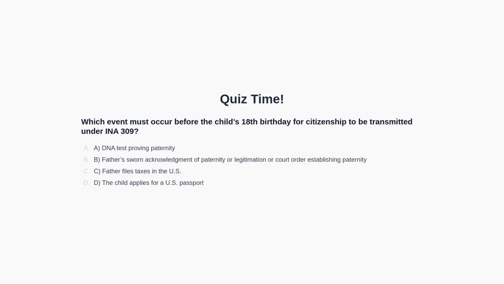Quiz time. Which event must occur before the child's 18th birthday for citizenship to be transmitted under INA 309? Option A, DNA test proving paternity. Option B, the father's sworn acknowledgment of paternity, or legitimation, or a court order establishing paternity. Option C, the father files taxes in the United States. Option D, the child applies for a United States passport. You may pause the video now to think about the answer. We will discuss the answer in the next section of the video.